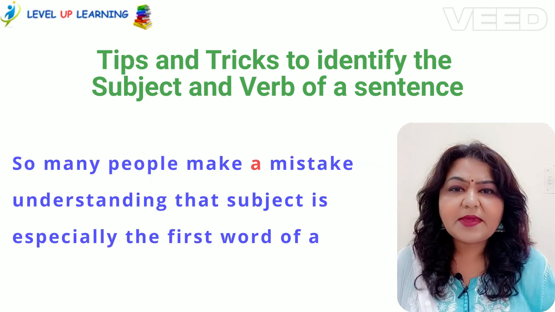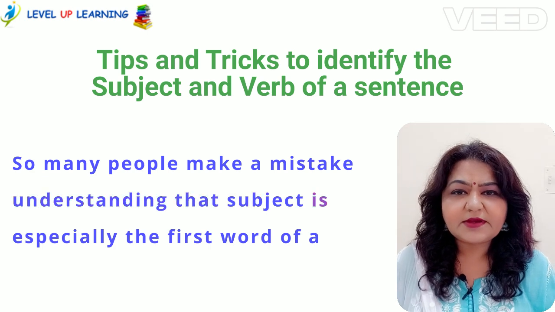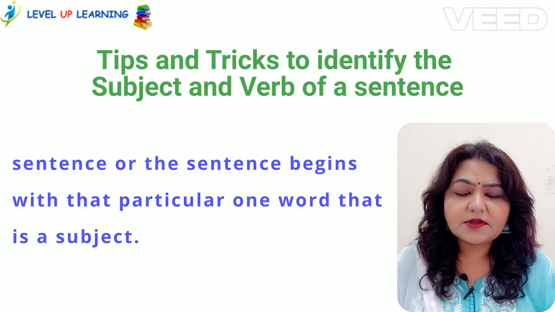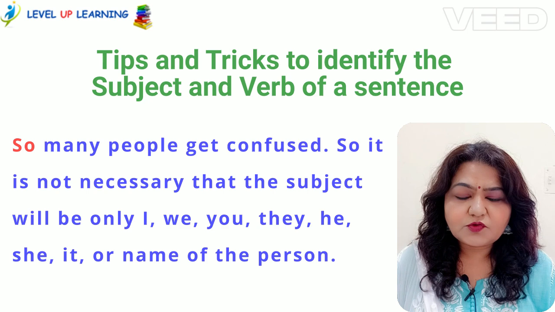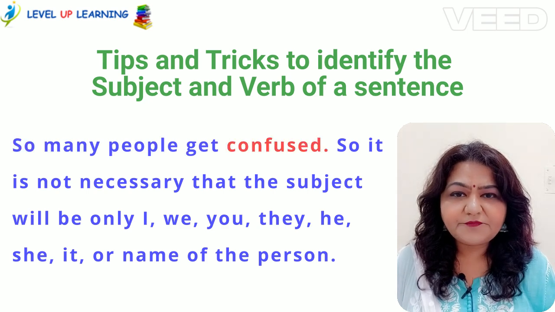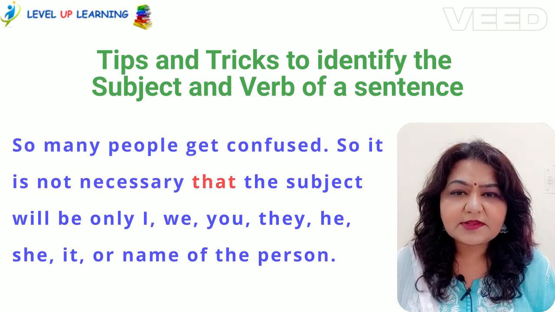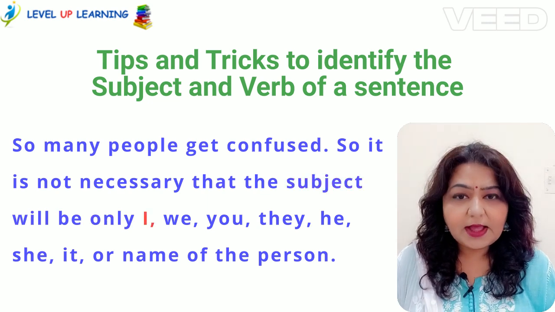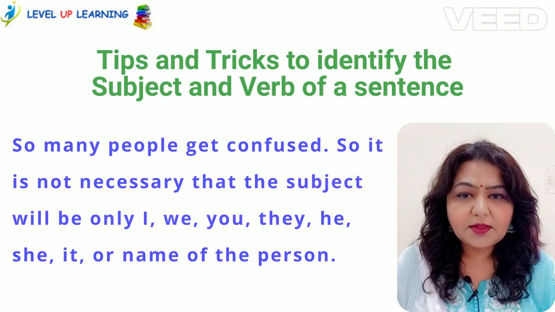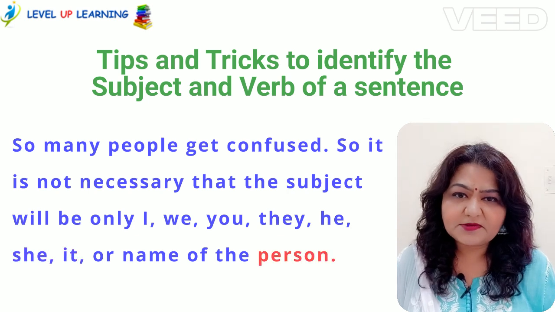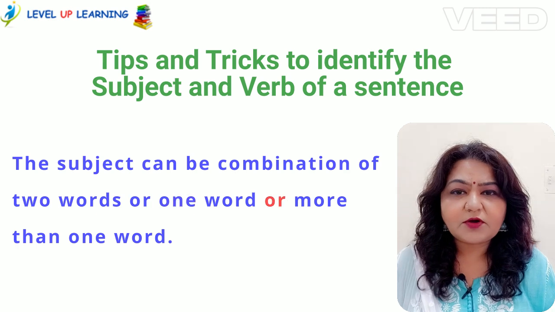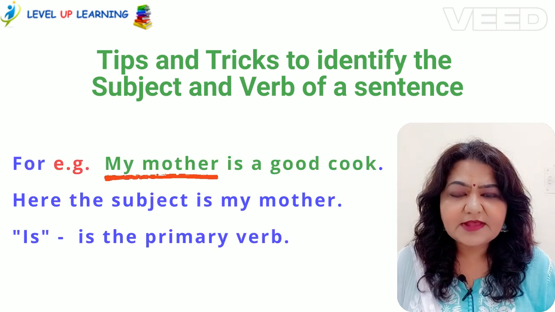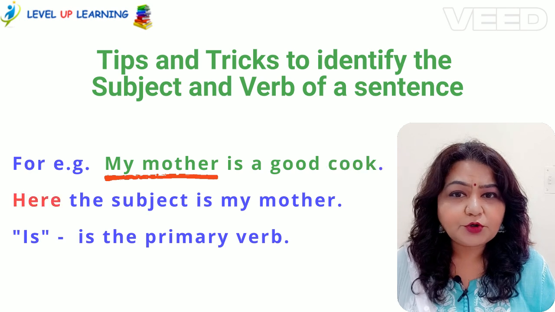So, many people make a mistake understanding that the subject is especially the first word of a sentence, or the sentence begins with that particular one word, that is a subject. So, many people get confused. So, it is not necessary that the subject will be only I, we, you, they, he, she, it or the name of the person. The subject can be a combination of two words or more than one word. For example, my mother is a good cook.